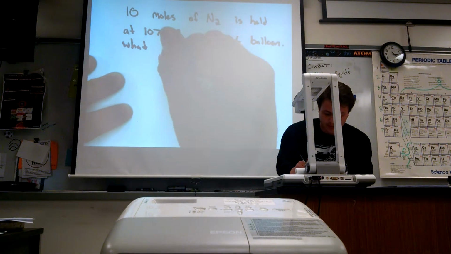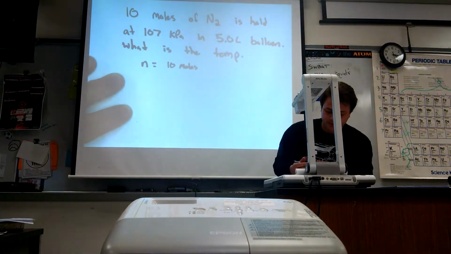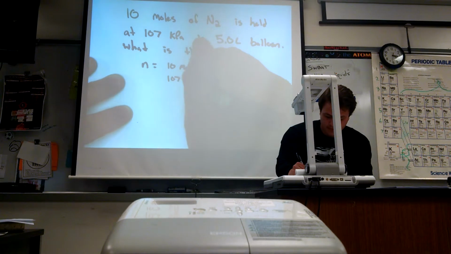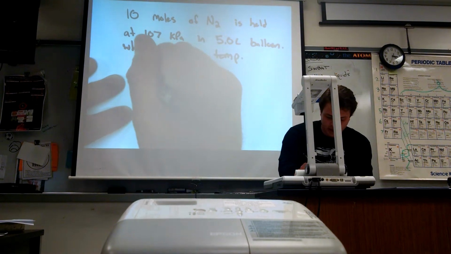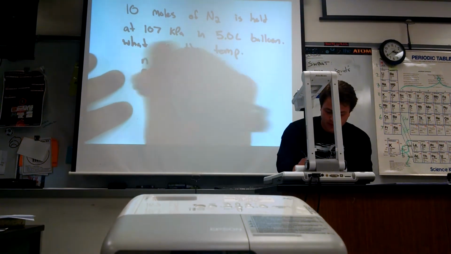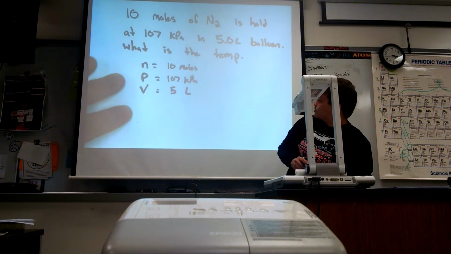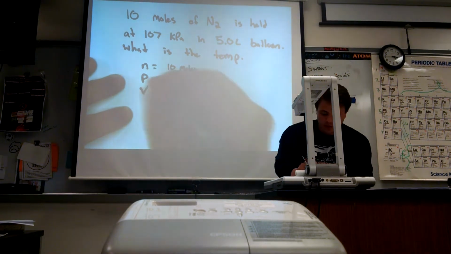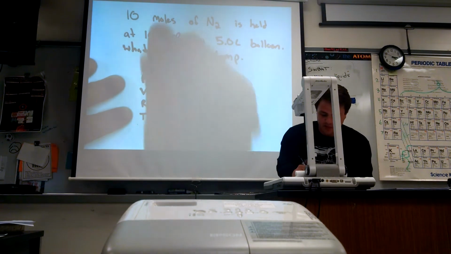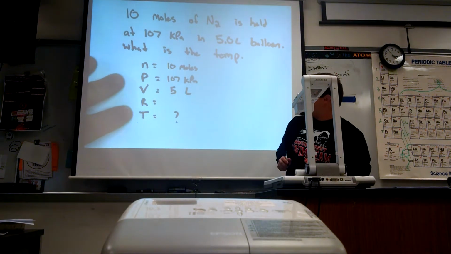So we have 10 moles, and we know that's N, because it's moles. We have 107 kPa. We know kilopascals is pressure. We have 5 liters, which we know is volume, because remember, like 2-liter sodas, that's how we measure volumes. We know we're going to have an R, so don't forget the R, and a T. So this is PV and RT. We don't know what T is. We've got to figure out which R we want to use.